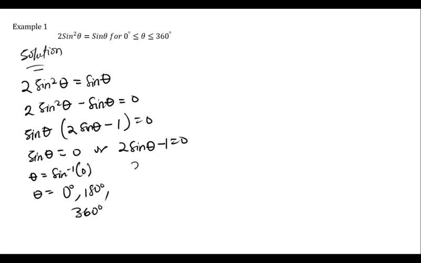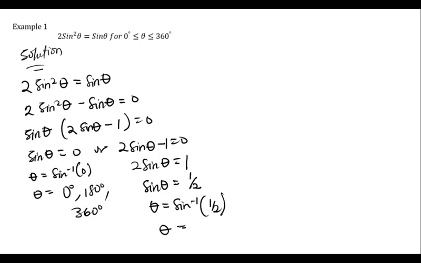Alright, so we come here, we have 2 sine theta is equal to what? Positive 1. We send the 1 to the other side of the equal to sign. So we have here sine theta is equal to 1 over 2. That is, we divide both sides by what? 2. So from here, theta is equal to what? The sine inverse of what? Half.